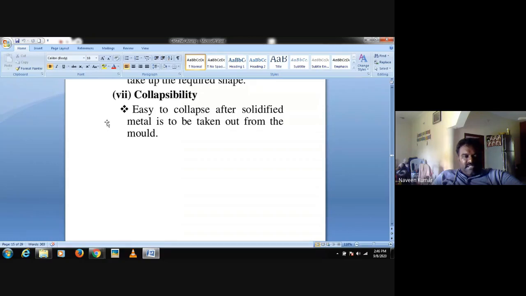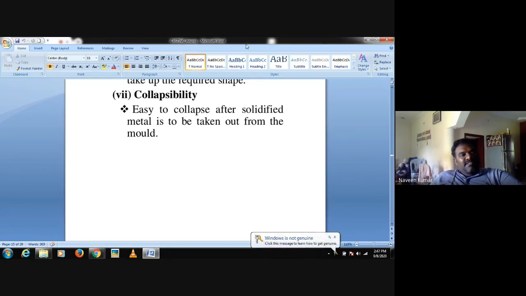Now next, add one more point. With respect to cores, it is the ability of the molding sand to reduce its volume by itself to some extent.